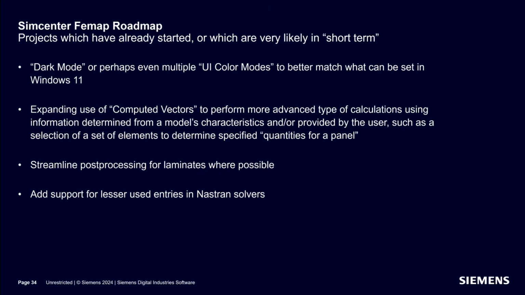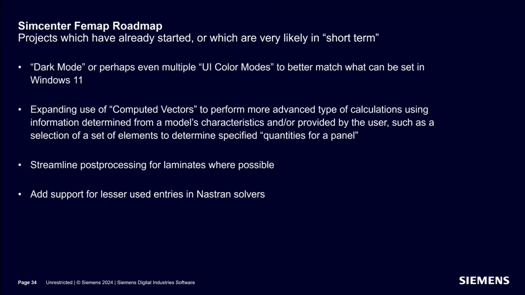Streamline. I'm just going to skip to this next one. Streamline post-processing for laminates where possible. Again, this is where we could use some suggestions, so we'd like to hear some if anybody has some ideas. And again, add support for lesser used entries in Nastran solvers. I mean, we support Nastran to a really high level at this point, but there's still a few things in there that we don't do.